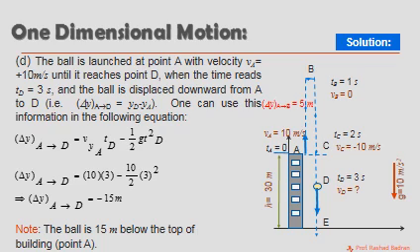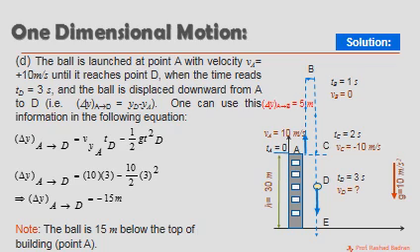Once we start with the initial velocity of 10 meters per second, the ball is going to go up and then going down again. So we have the initial velocity and we have the time of flight. So we use this equation: delta y equals the initial velocity times the time of flight minus half g t squared.